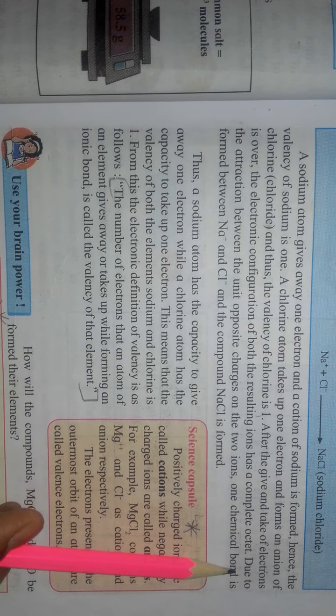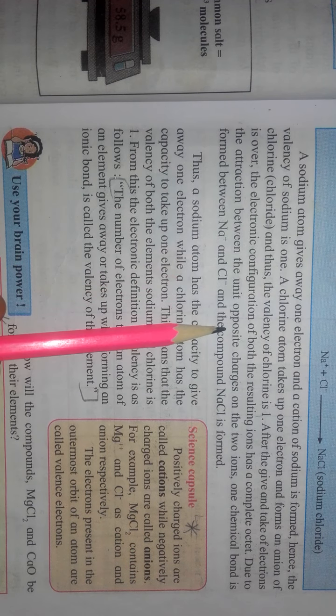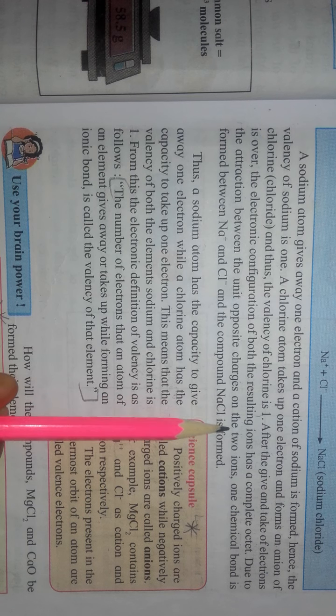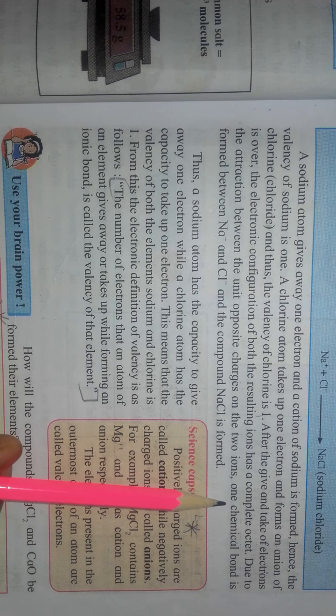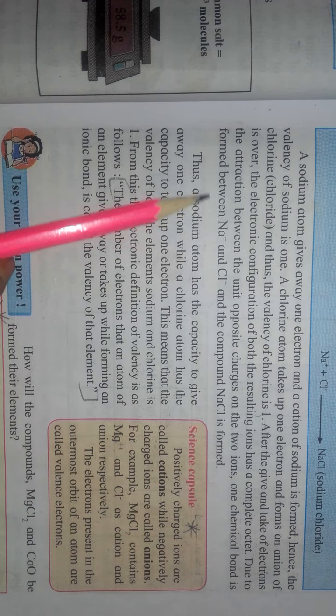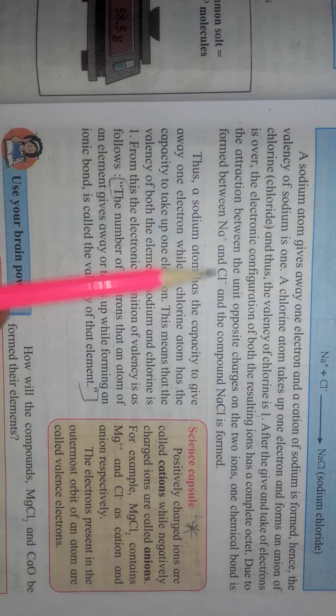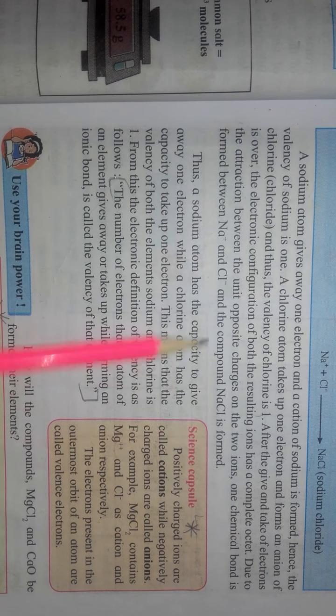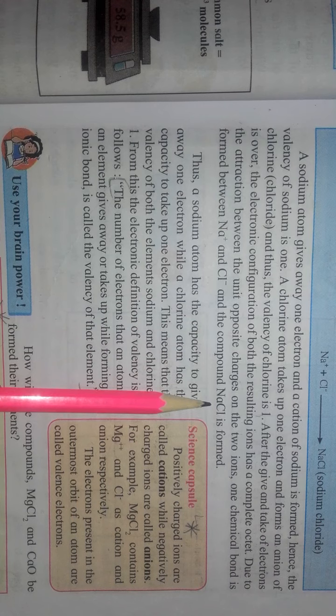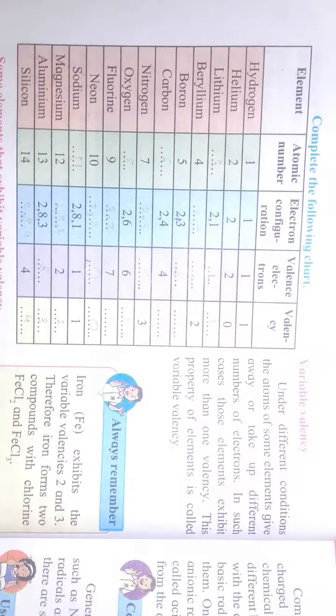Due to the attraction between the unit opposite charges on the two ions, one chemical bond is formed between Na+ and Cl-, and they are attracting. Okay, and the compound NaCl is formed.